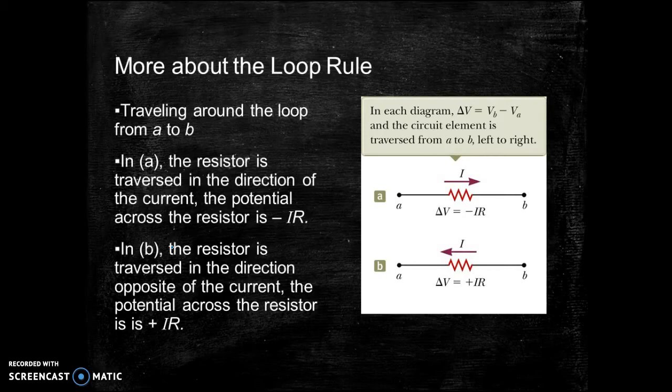So a simple way of remembering this is that when traversing a resistor in the same direction as the current, then the potential difference is minus I times R. And when traversing the resistor in a direction opposite to the current, the potential difference is plus I times R.